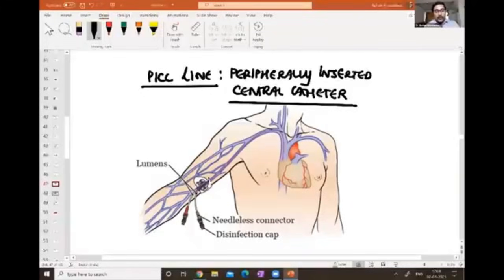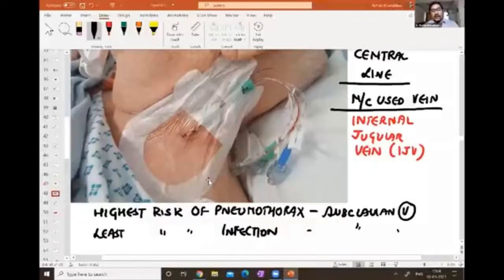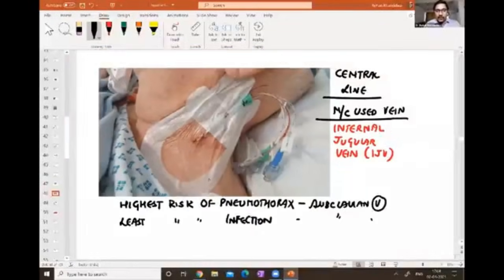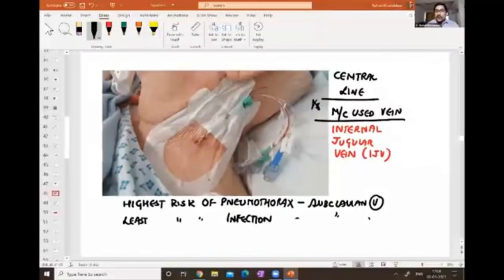This one is a central vein. You can see this is a central line or a central venous insertion. And central line, the question which was asked last year in the FMGE exam, the most commonly used vein is the internal jugular vein. The highest risk of pneumothorax is when you insert it in the subclavian vein, and the least risk of infection is also with subclavian. Please remember, questions from central lines are extremely important. You should know about a central line and these simple questions which I've told you.